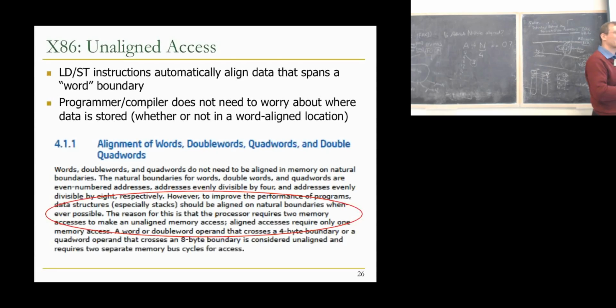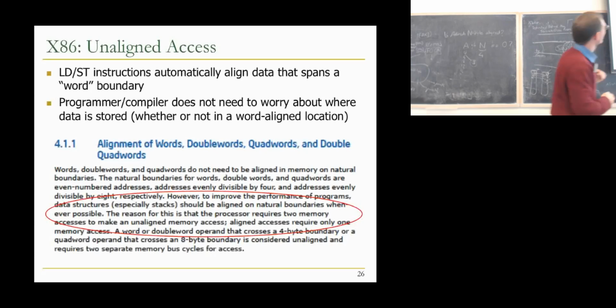This is the beauty about reading architecture manuals. The reason for this is that the processor requires 2 memory accesses to make an unaligned memory access. Aligned accesses require only 1 memory access. That turns out this is actually not always true, but to discourage programmers from using this, it's a good idea to say that you want to align your data, right? So alignment, maybe the performance is a totally different issue. You may support unaligned accesses, but it may still take a long time to get the 2 words, right?